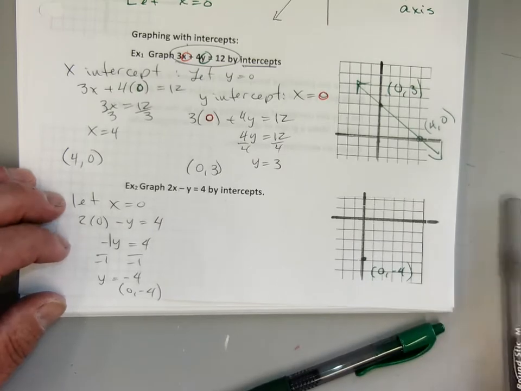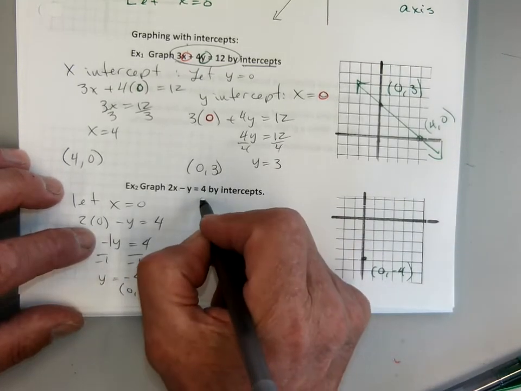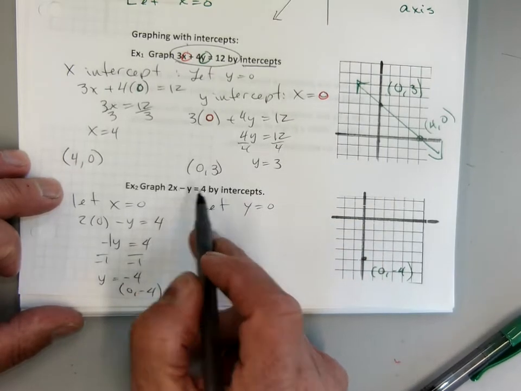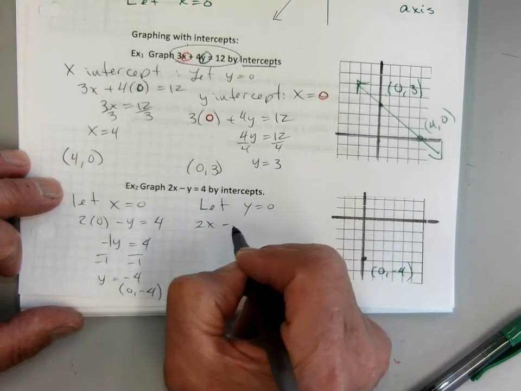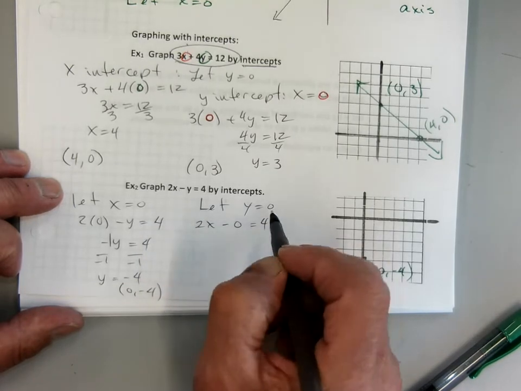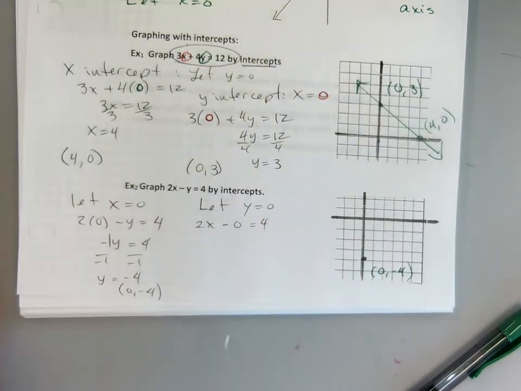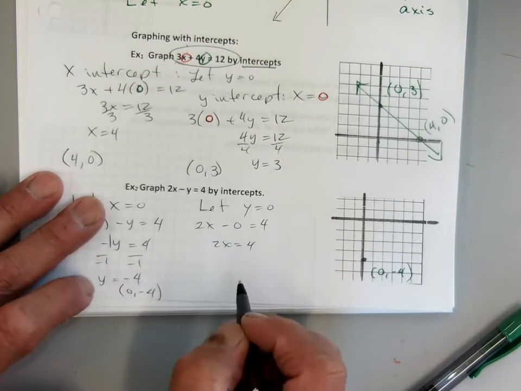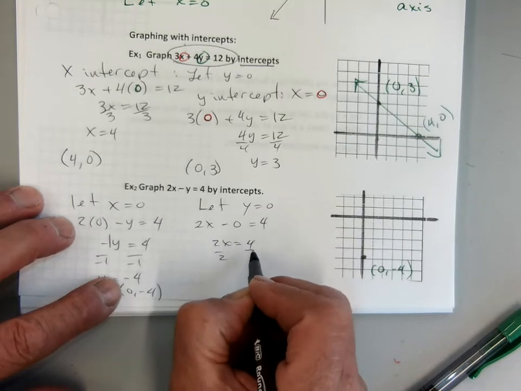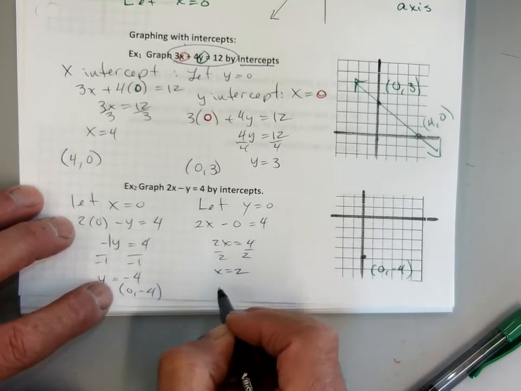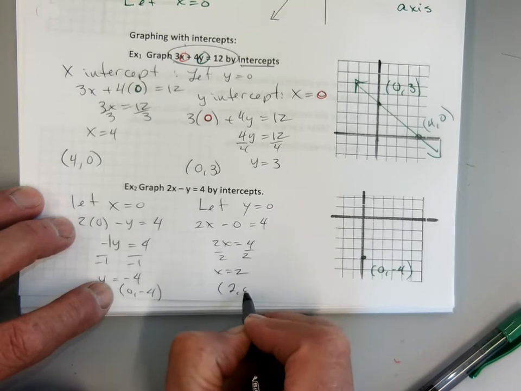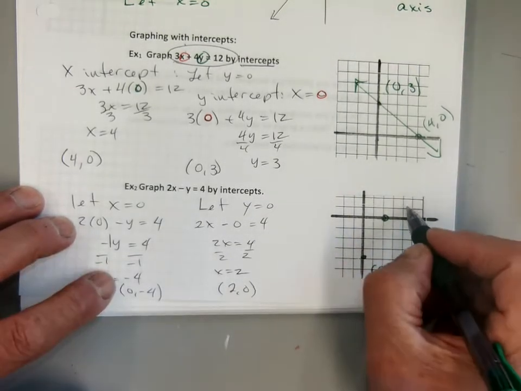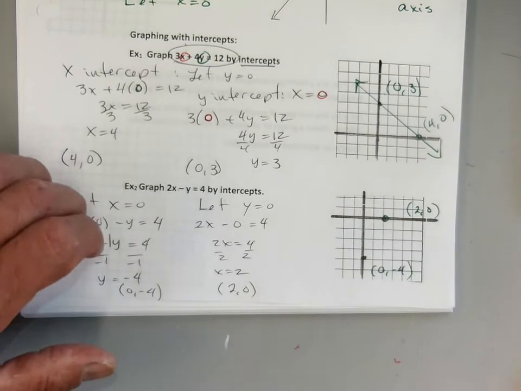Okay, now let's let y equal 0. So put 0 there. 2x minus 0 equals 4, or 2x equals 4. Divide by 2, x is 2. So we have a point at 2, 0. That's right there. And I connect the points.